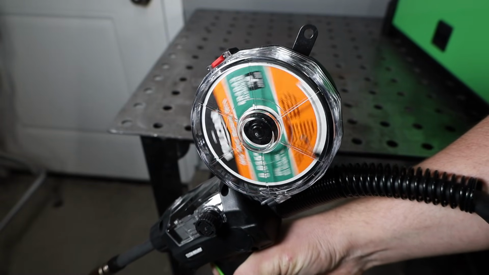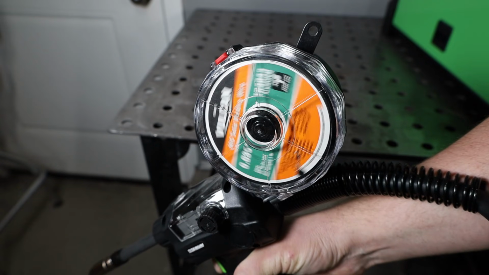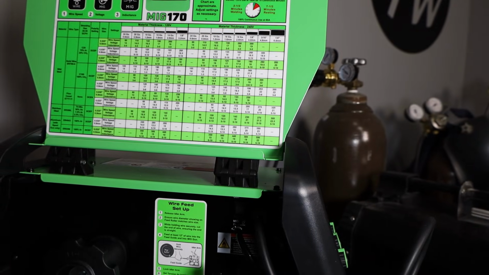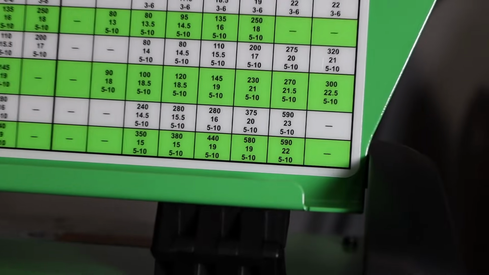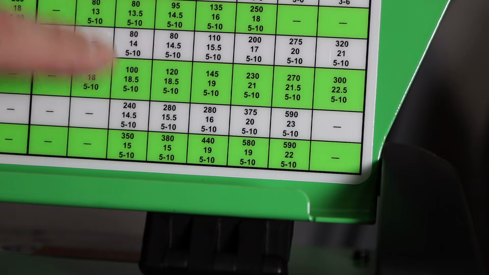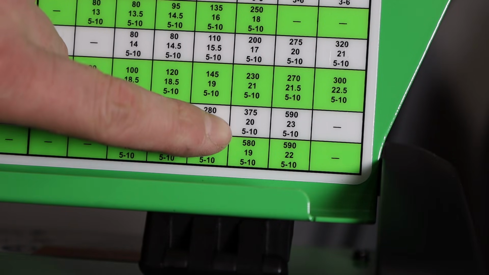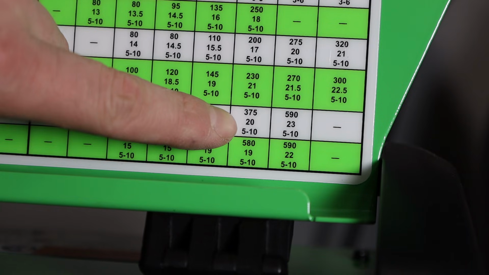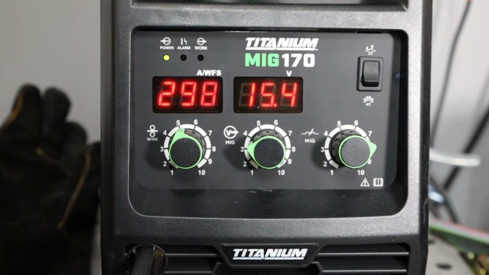Notice that it's spinning slowly and then speeds up as you go along. So this has some circuitry in the machine here on the MIG 170 that starts off slow and speeds up. But as soon as it makes contact, it seems to speed up during welding. So looking at the chart, I need to set it to 375 inches a minute and 20 volts is their starting point.